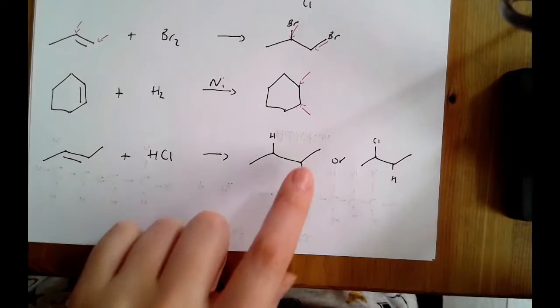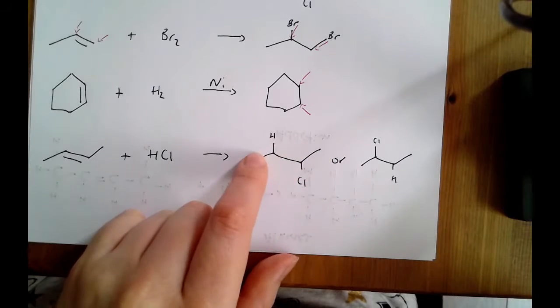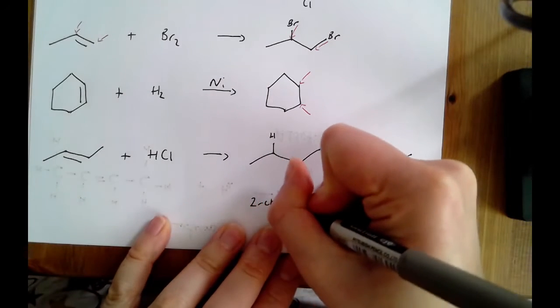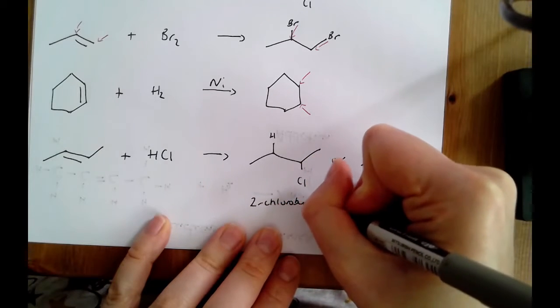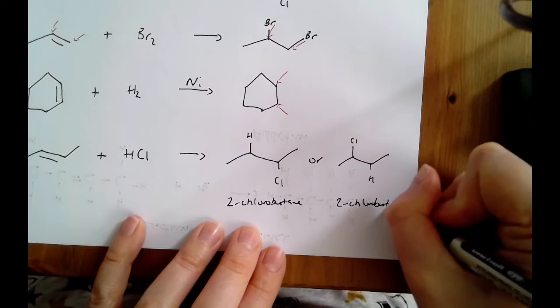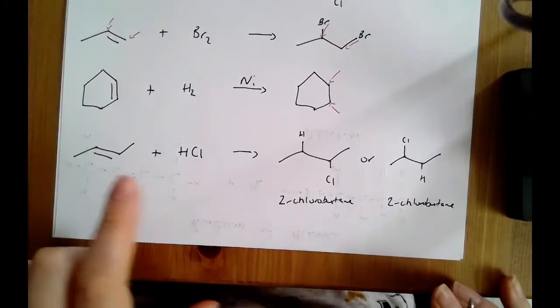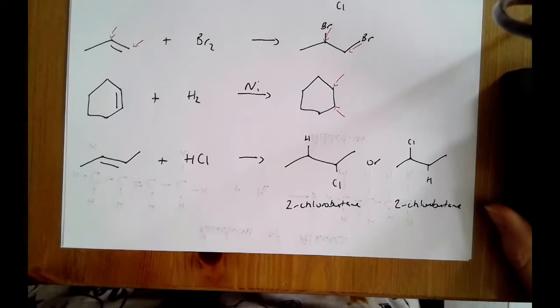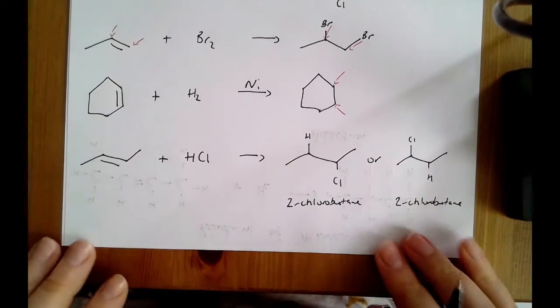If I name these products, I have 1, 2, 3, 4 carbons. The one on the left I would call 2-chlorobutane. And the one on the right I would also call 2-chlorobutane. Remember, you're always going to number to give the lowest number to the substituent. So it doesn't matter which way around I do it, I'm going to get 2-chlorobutane. So they're exactly the same products and I only need to draw one of them.